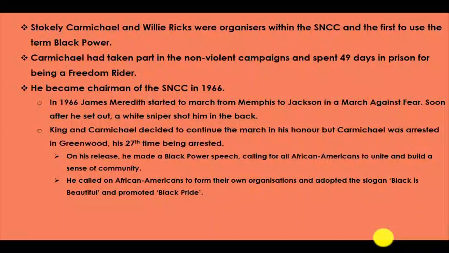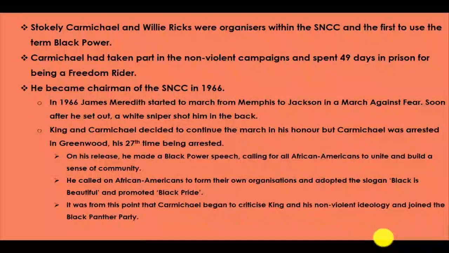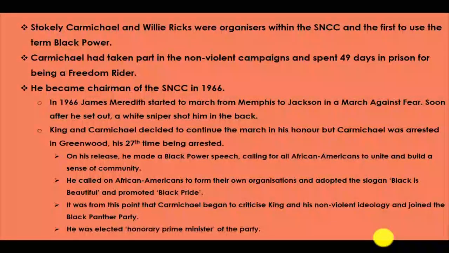He called on African Americans to form their own organizations and adopted the slogan, "Black is Beautiful," and promoted the idea of Black pride. And it was from this point that Carmichael began to criticize King and his non-violent ideology and joined the Black Panther Party. He was elected honorary Prime Minister of the party.